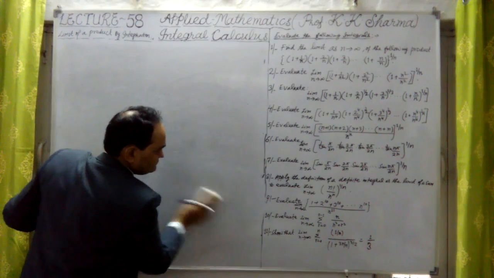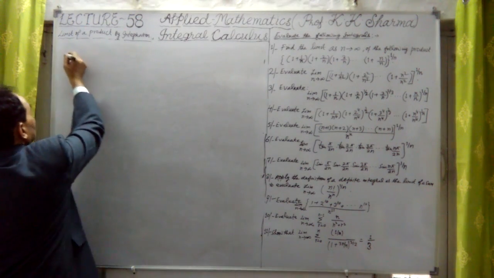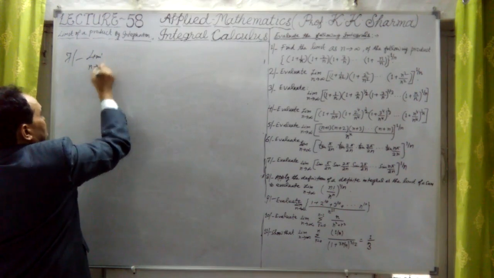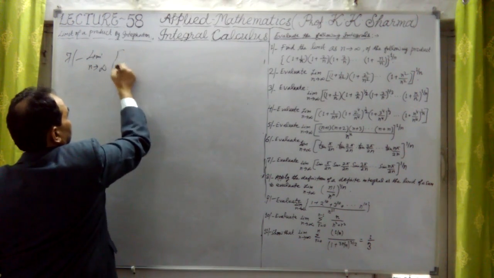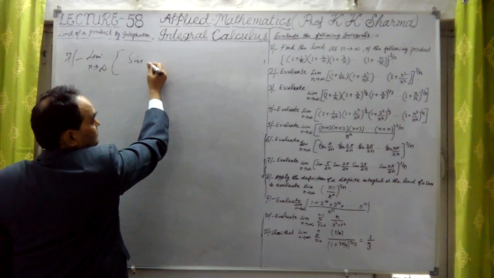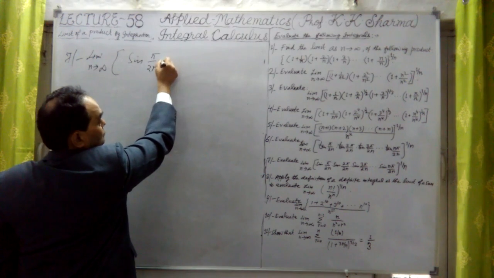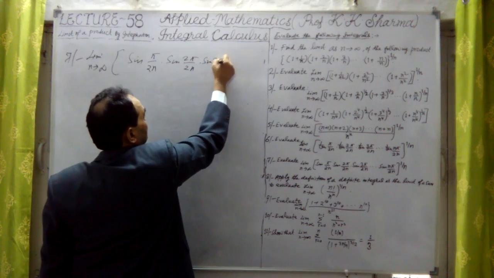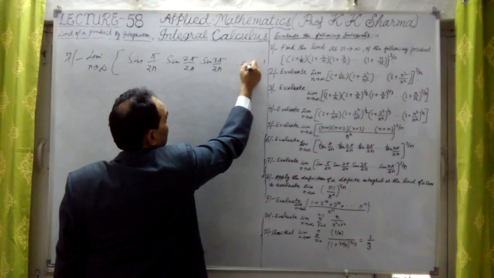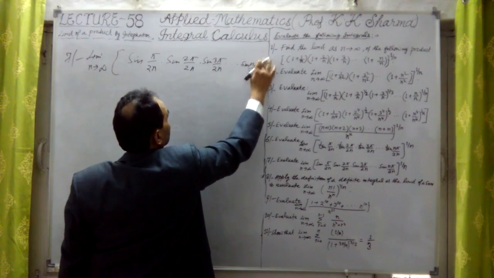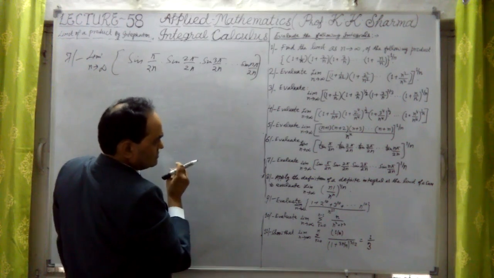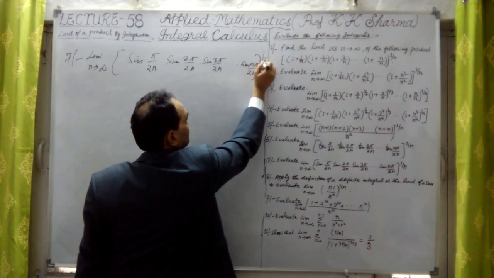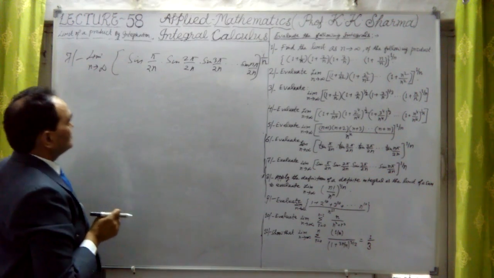Now question number 7 is what? Question number 7 says: evaluate the limit as n tends to infinity of the whole power 1 upon n of the product sine pi upon 2n into sine 2 pi upon 2n into sine 3 pi upon 2n, and so on, up to sine n pi upon 2n. Let me take it as p.